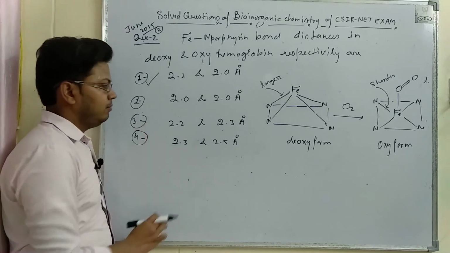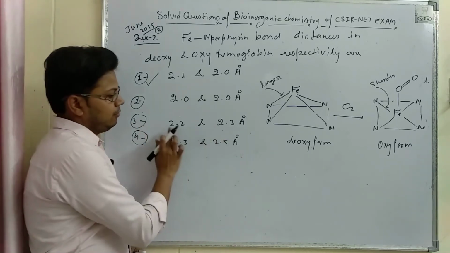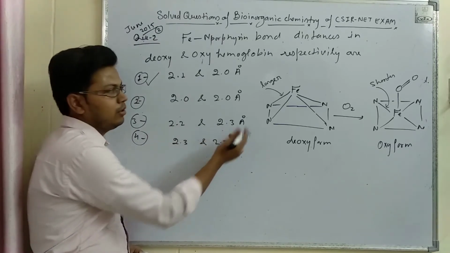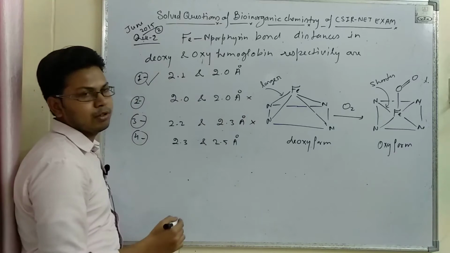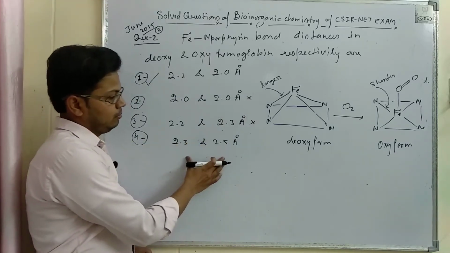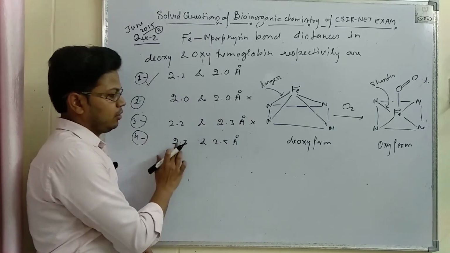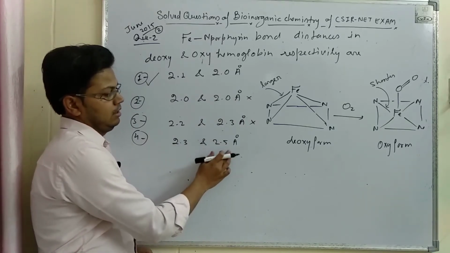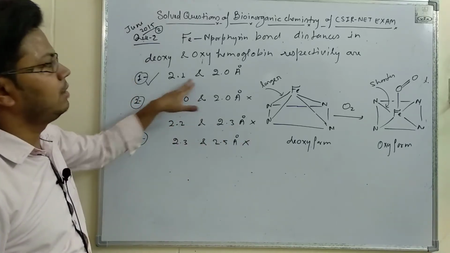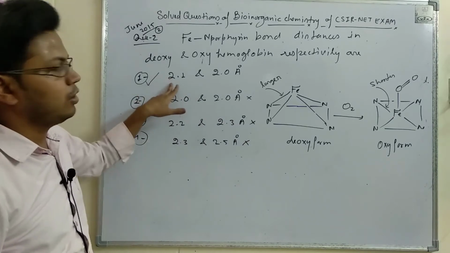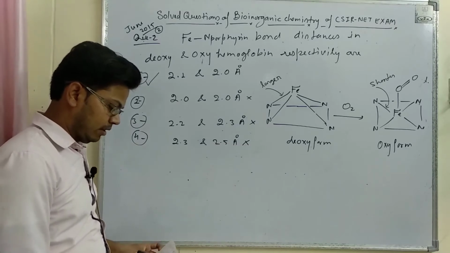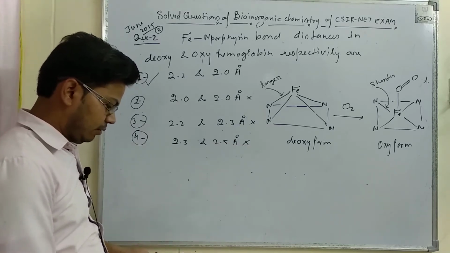Whereas in the third option, the deoxy form distance is shorter and the oxy form distance is larger, which is also not possible. In the fourth option, the deoxy form distance is shorter and the oxy form distance is larger. Therefore, this is also not possible. Therefore, only one option is remaining. Therefore, the first option will be the correct. Okay. Now we will solve another question.